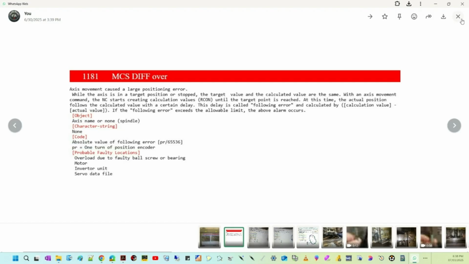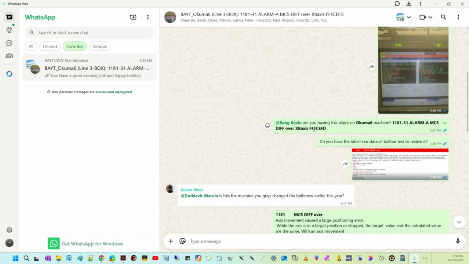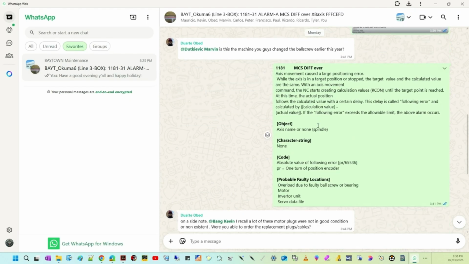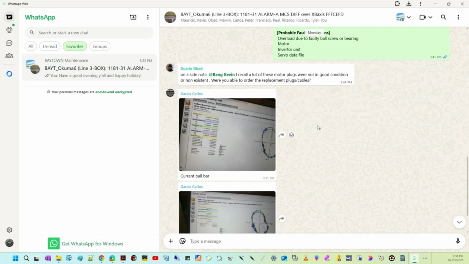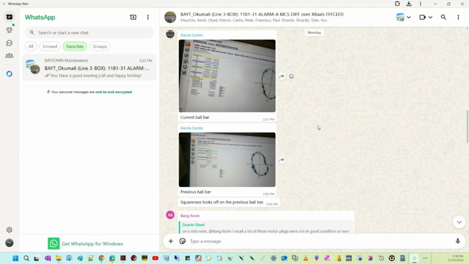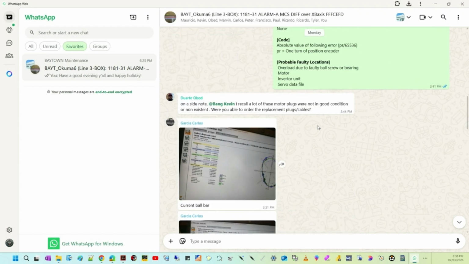Gotcha. So when this alarm goes off, bells ringing, lights flashing probably, where do the technicians even start? What are the usual suspects for this kind of error? Well, right out of the gate, the team had a list of possibilities, the common culprits. Things like the ballscrew itself could be damaged, or maybe a bearing associated with it. It could also be the motor driving the axis or the inverter unit that controls the motor's power. Sometimes, believe it or not, it can even be an issue in the software, like a corrupted servo data file. So they had a few places to look initially.